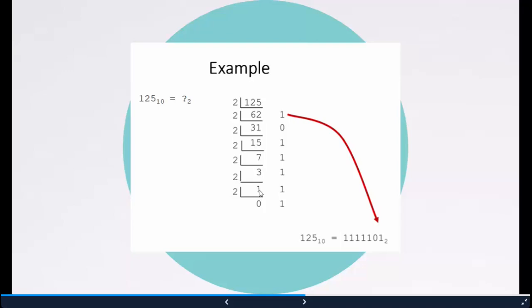And then lastly is 1 divided by 2. As long as there is a whole number, you keep on dividing it until it is 0. When it's 0, that's enough already. So that's how to convert from decimal to binary.